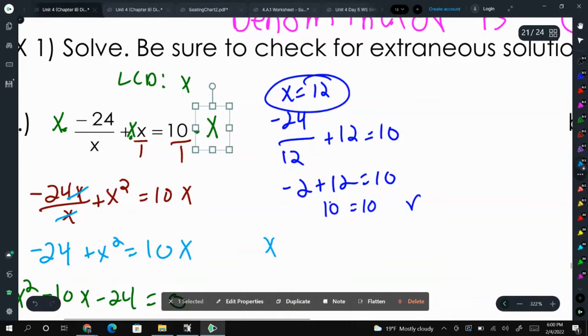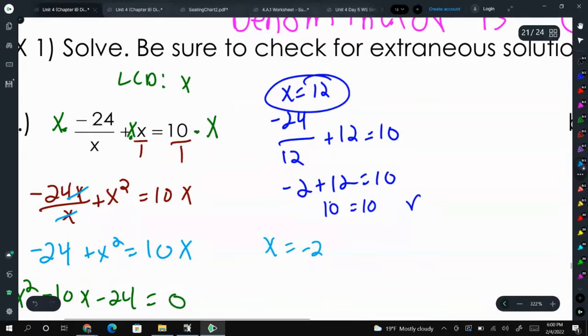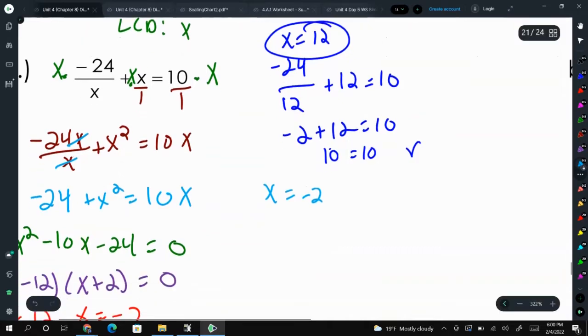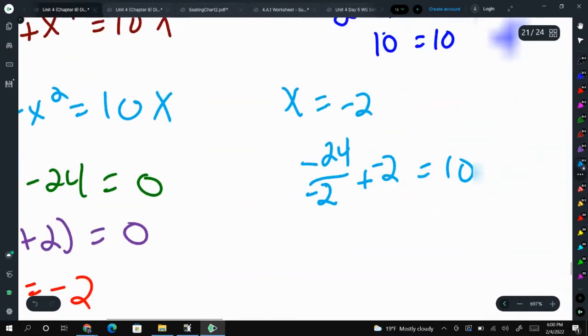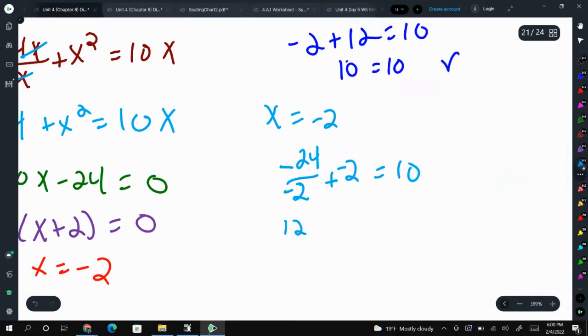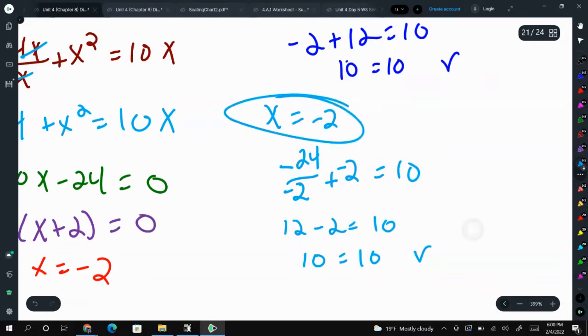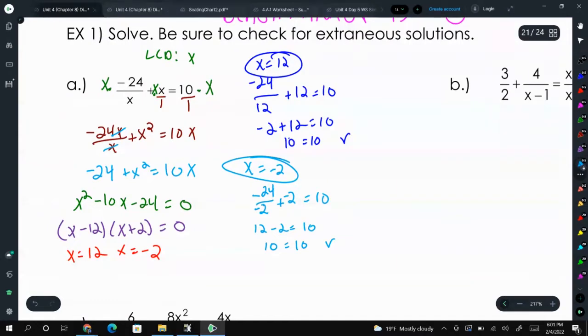And then we're going to try x equals negative 2. So negative 24 over negative 2, plus x, which is negative 2, equals 10. Negative 24 over negative 2 is positive 12. So 12 plus negative 2, or minus 2, is 10. That works as well. So these two solutions both work. So we have two answers for this rational equation.